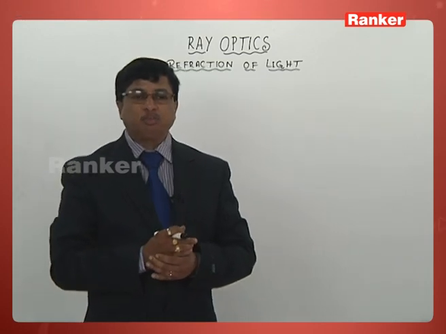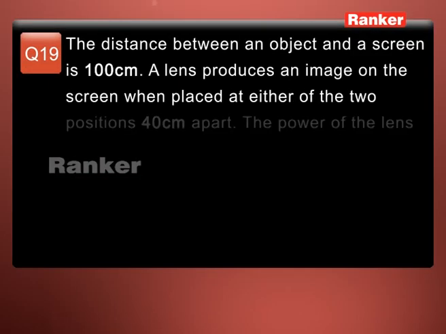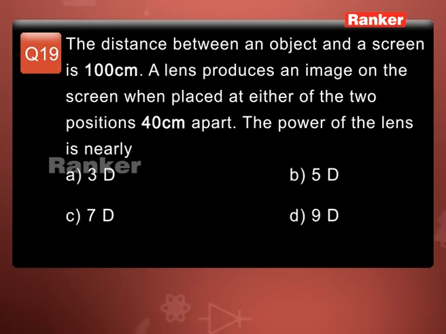Check the next number, that is problem number 19. The distance between an object and a screen is 100 centimeter. A lens produces an image on the screen when placed at either of the two positions 40 centimeter apart. The power of the lens is nearly how much? First option is given 3 diopter. Second option is given 5 diopter. Third option is 7 diopter. And fourth option is 9 diopter.